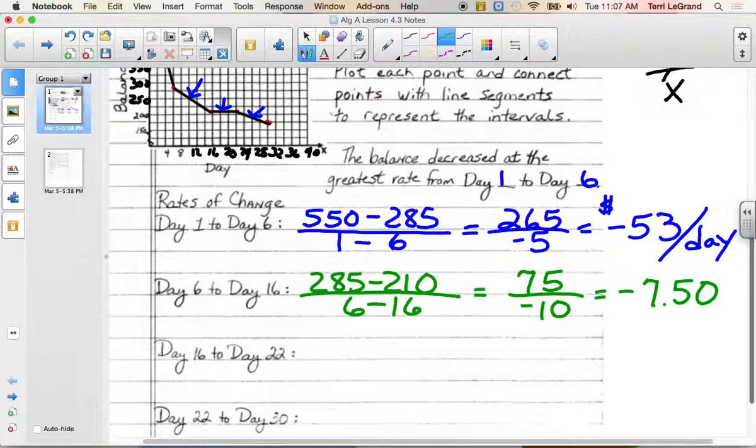Okay, and we're talking, remember the label is what again? Dollars. So why did I put a 0 there? Because we talk about it as 50 cents, don't we? 0.5, we don't say $7.5, we say $7.50. So -$7.50 per day. So the rate of change wasn't nearly as much. The account wasn't going down near as fast, was it?